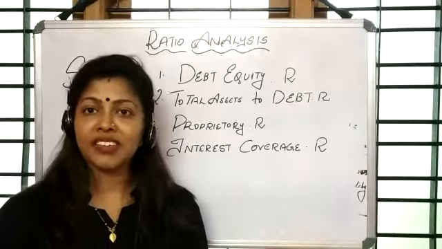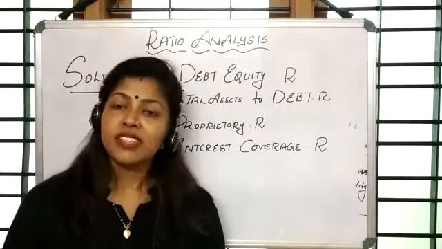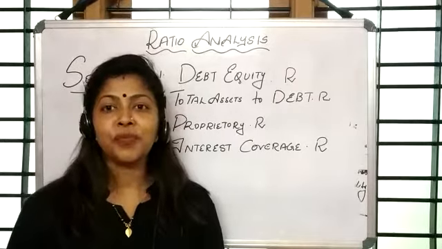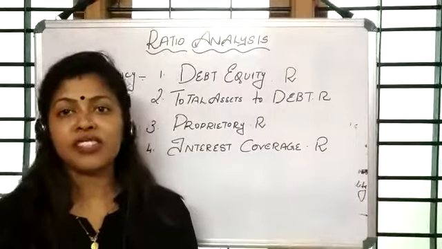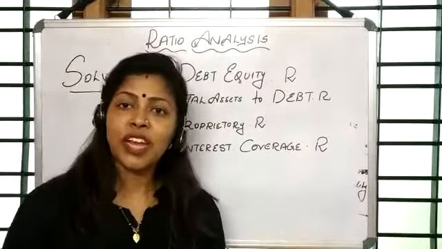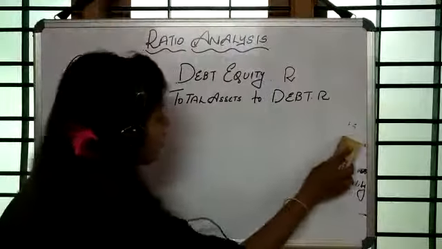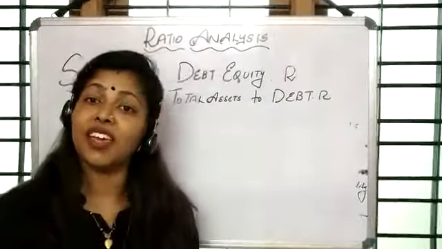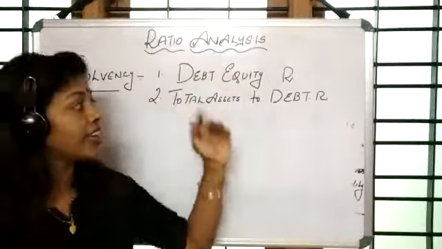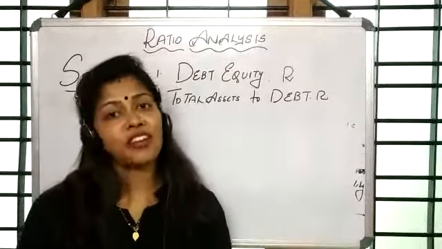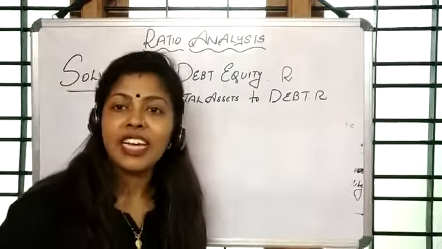So what are the classifications of solvency ratios? First one is debt equity ratio. Second one is proprietary ratio. Third one is total assets to debt ratio. And fourth one is interest coverage ratio. So let me wipe out the last 2 ratios, that is proprietary ratio and interest coverage ratio, which we are going to study in our third session. In our second session, we are going to learn about debt equity ratio and total assets to debt ratio. So first I am going to tell you in detail what is debt equity ratio.